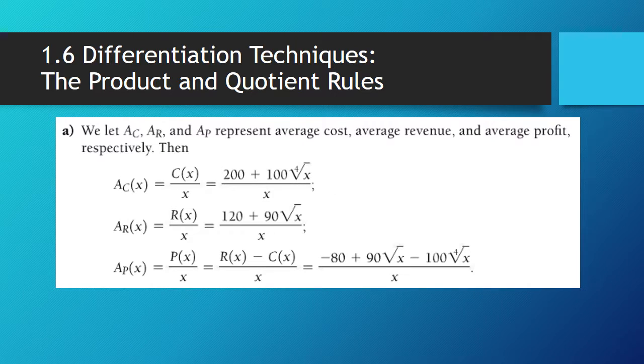We're just going to take each function and divide it by x. So the average cost is 200 plus 100 4th root of x, over x. The average revenue is 120 plus 90 square root of x, over x. And then the average profit, just subtract those two. So we have negative 80 plus 90 square root of x minus 100 4th root of x, and all of that is over x.